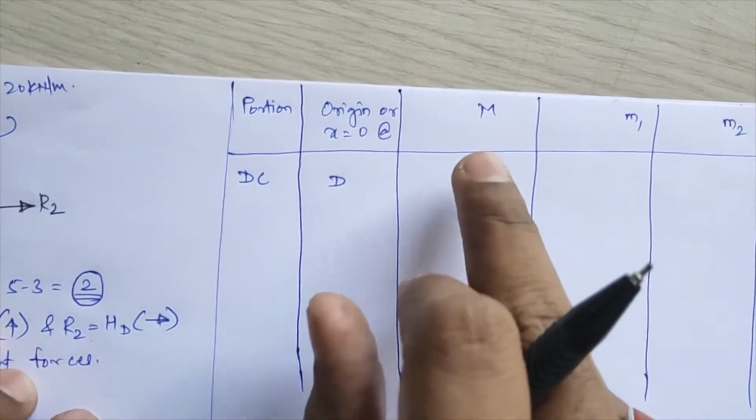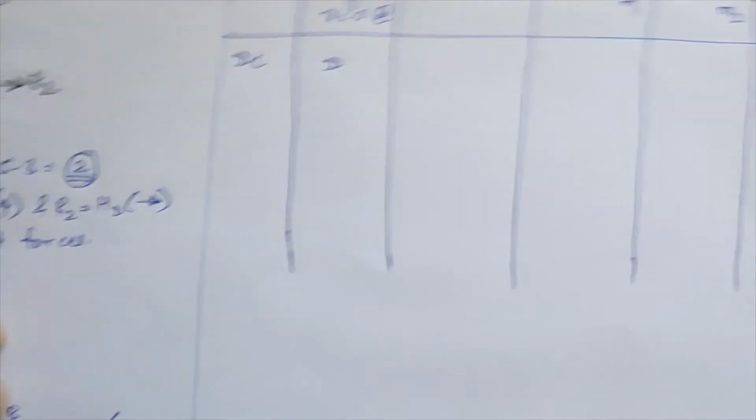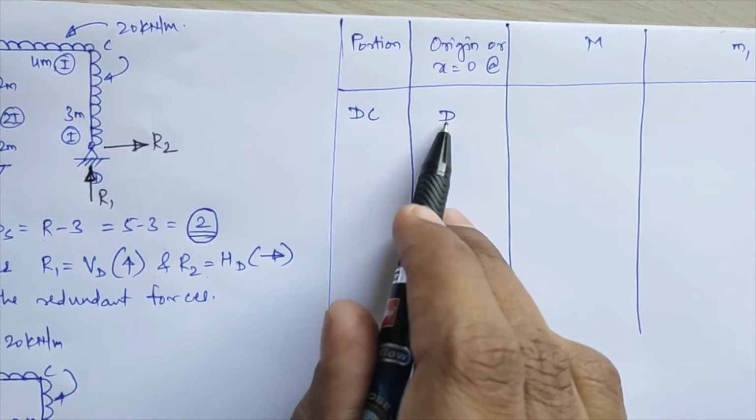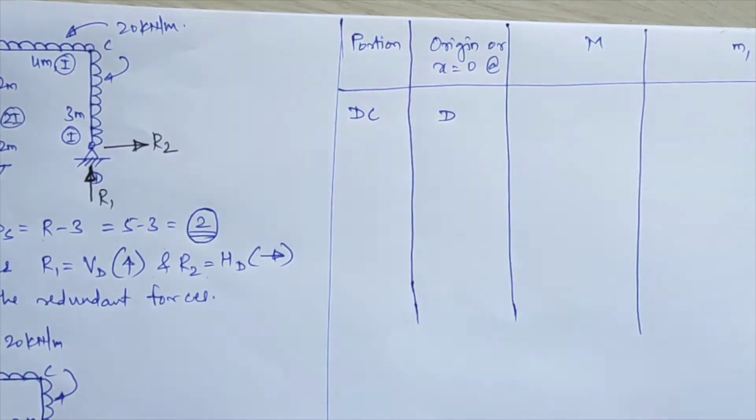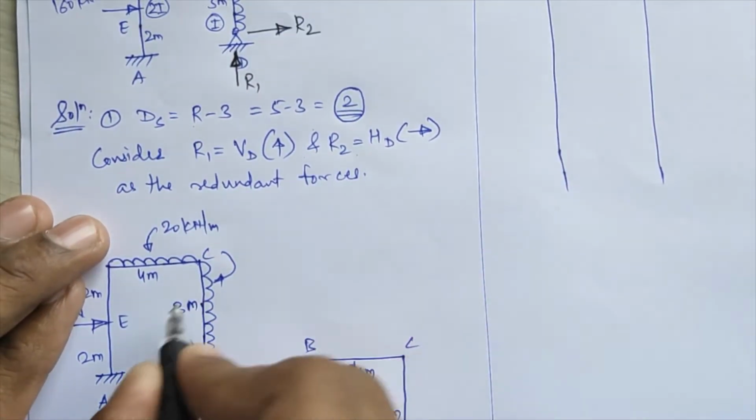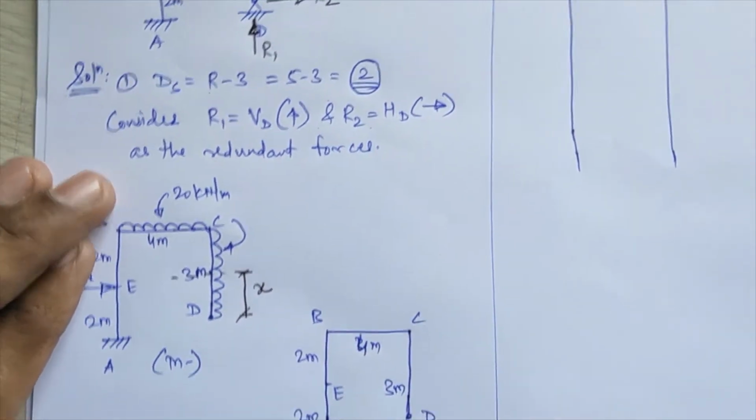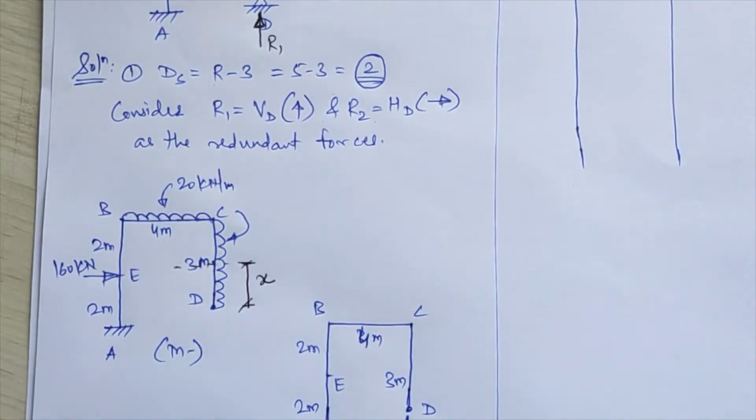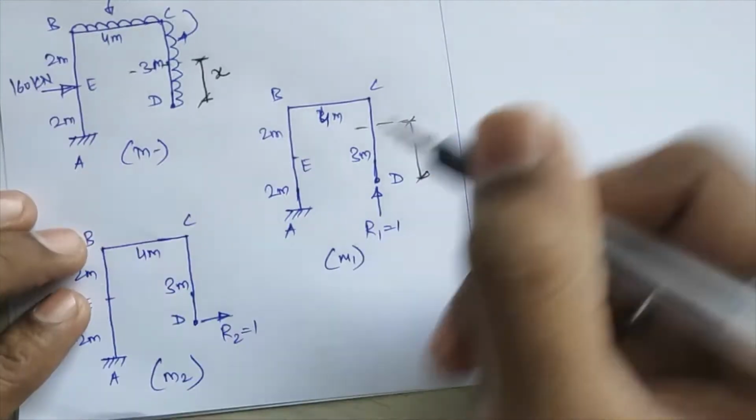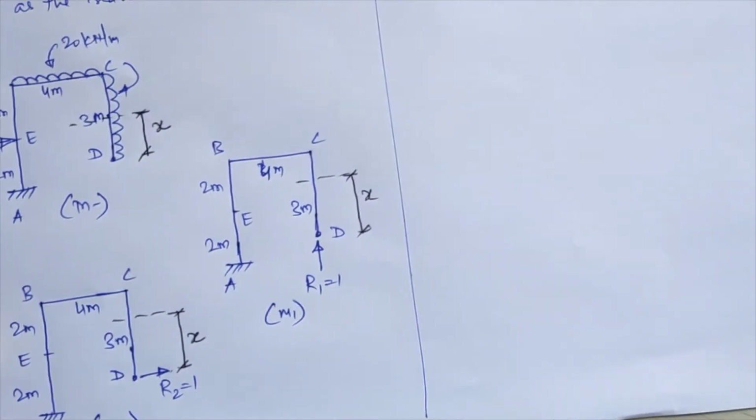Right, now we'll try to calculate the capital M, small m1 and small m2 diagrams. For that, we have to pass a section in this selected portion from D as origin at a distance x. So here I'll pass this section in all my 3 diagrams, at a distance x from the origin point D. The same way I'll pass this section in the M1 diagram also, and in the M2 diagram also, at a distance x from the origin point.